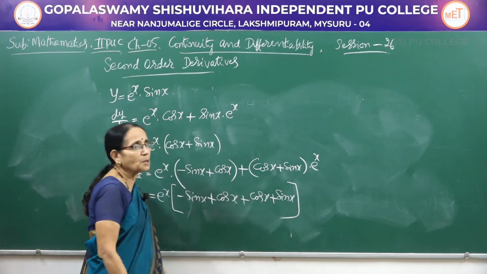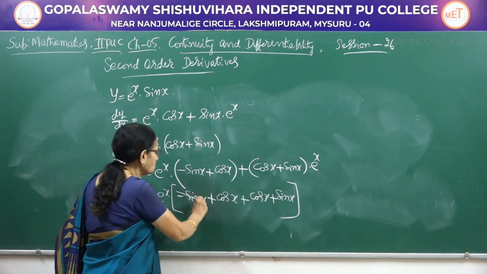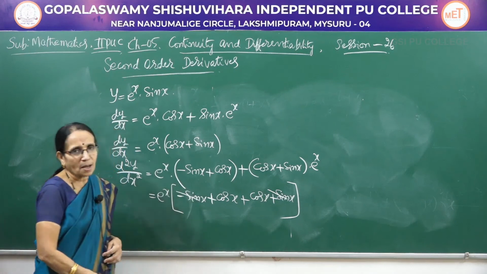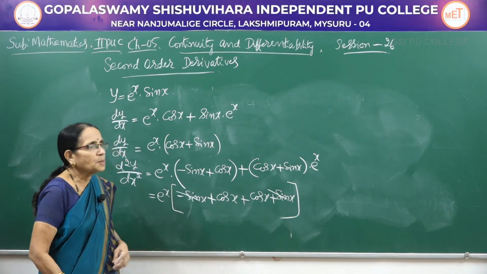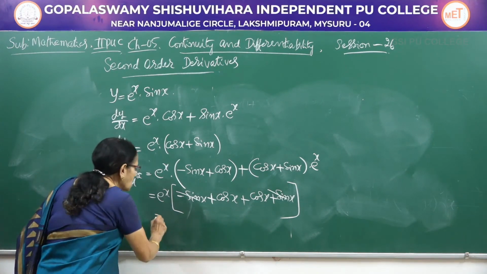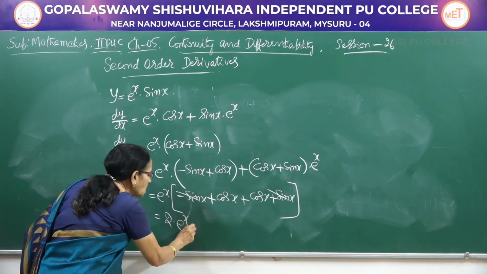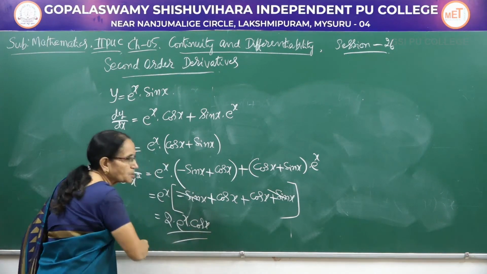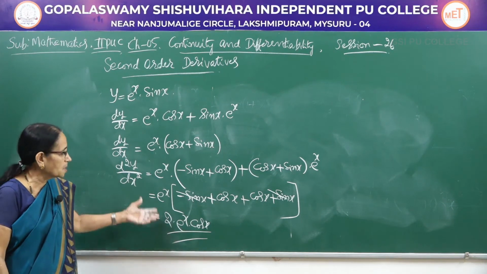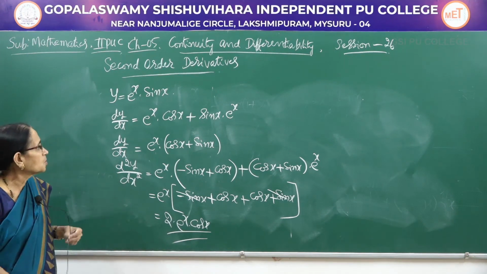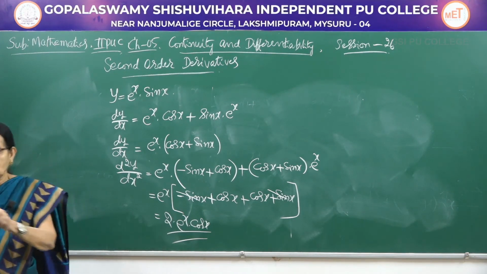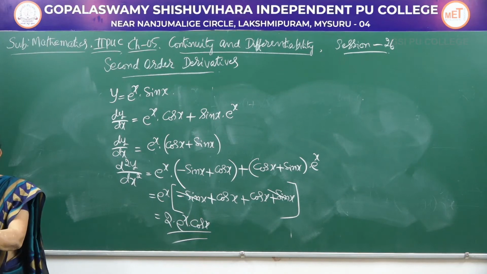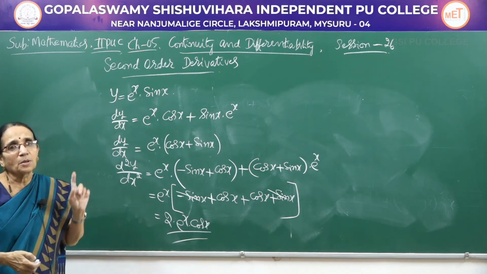Now, we can go for simplification. You observe here minus sin x and plus sin x, they get cancelled. So, what is remaining? 1 cos x plus another cos x, 1 plus 1, that is 2 cos x. So, answer is 2 into e to the power x into cos x. So, this is the second derivative of the given function. So, when you have e power x, the exponential function, as a part of the product, whenever you do the differentiation, always you will be getting that as a common factor.